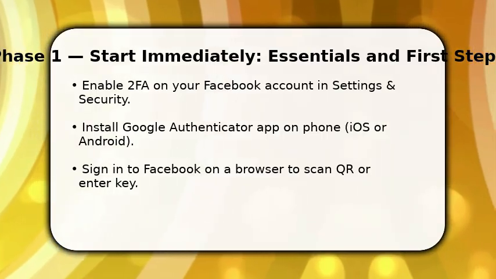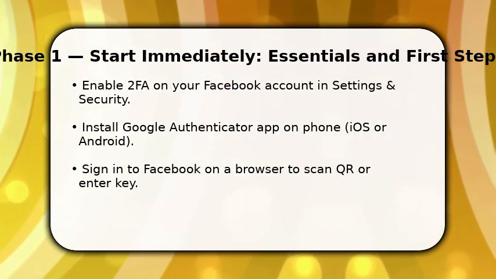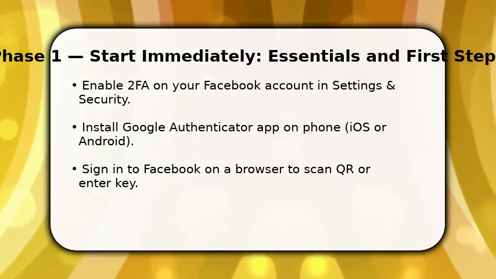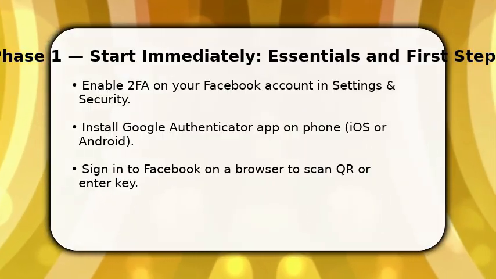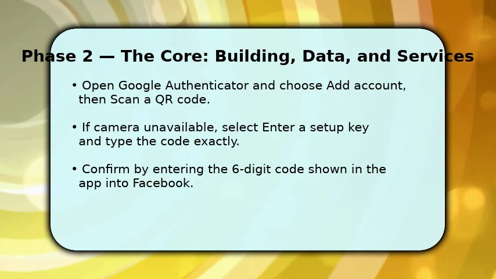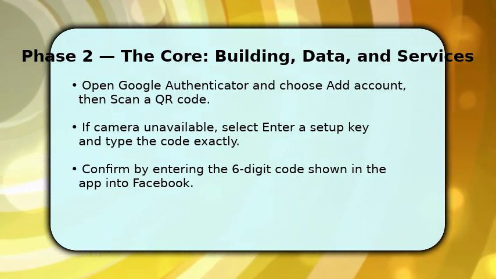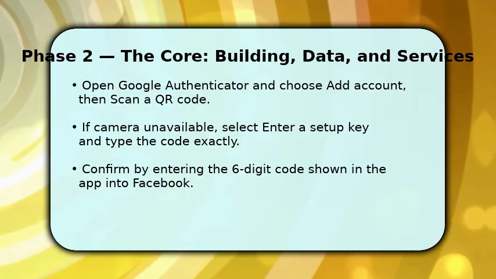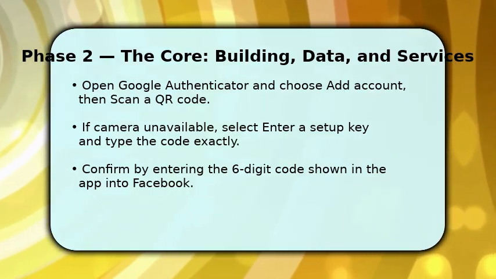Make sure to choose Authentication app as the 2FA method, then click to set up. This immediately displays the QR code or a manual key you'll use to link the app. Once you see the QR code on Facebook, open Google Authenticator and tap Add, then scan a QR code. Align the code inside the frame and wait for the account to appear.